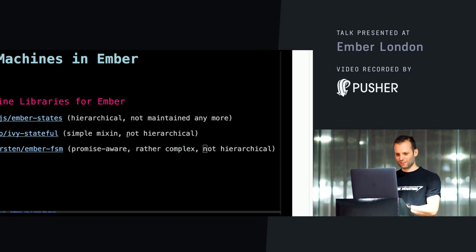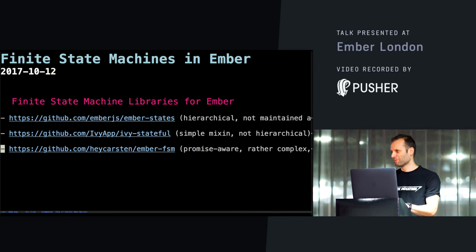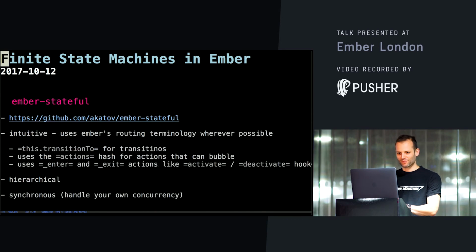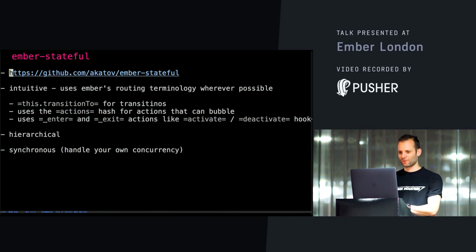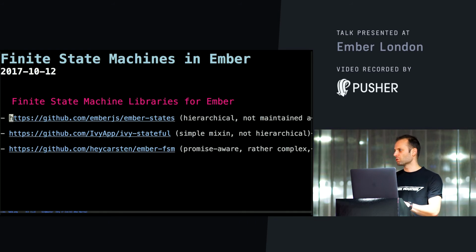So what do you do if you don't like something? Okay. I'll show you this in a minute, but I'll tell you my motivations behind this. So I wanted to have something intuitive. I like the original Ember States to the extent that it uses some terminology we're familiar with. It uses transition to, and it uses send. So send sends an action, transition to transitions to a state. So I wanted to keep that.